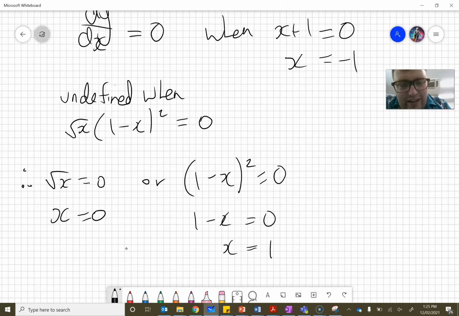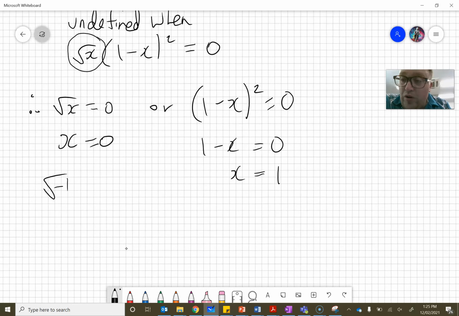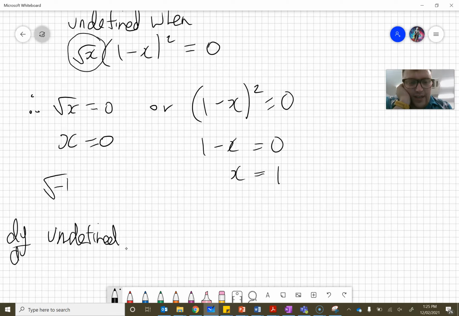Really importantly though, the other thing that can't happen is I can't do the square root of a negative. So I can't do the square root of -1, for example. So x also has to be positive. So essentially I'd have to make a statement like this: dy/dx is undefined when x is less than or equal to 0 or x equals 1.